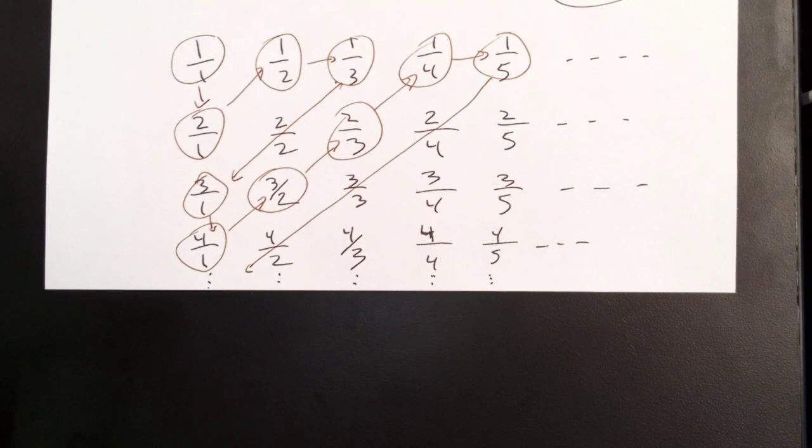Will I eventually hit every fraction? Will I miss any? This map is 1 to 1 because when I ran into a number that I'd already seen before, I skipped it. It's 1 to 1, it's onto, that's a bijection.